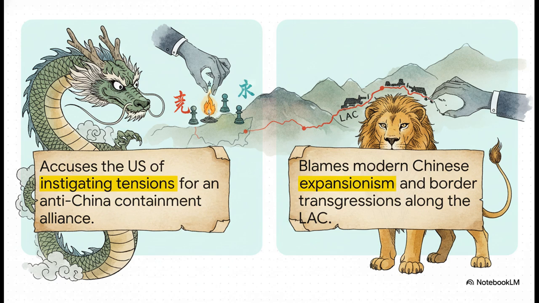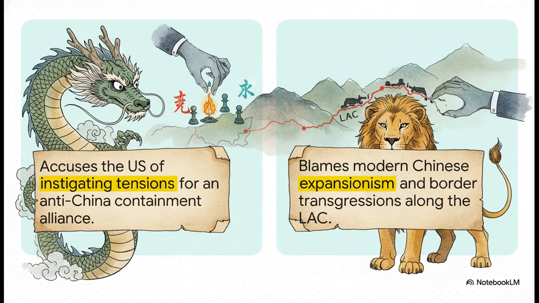The Chinese perspective, which you'll see heavily featured in their state media, actually aligns somewhat with that Russian view we just looked at. Beijing frequently accuses Western powers, specifically the US, of actively instigating these tensions. They argue Washington is just exploiting those old historical border anxieties to draw New Delhi into an anti-China containment alliance.